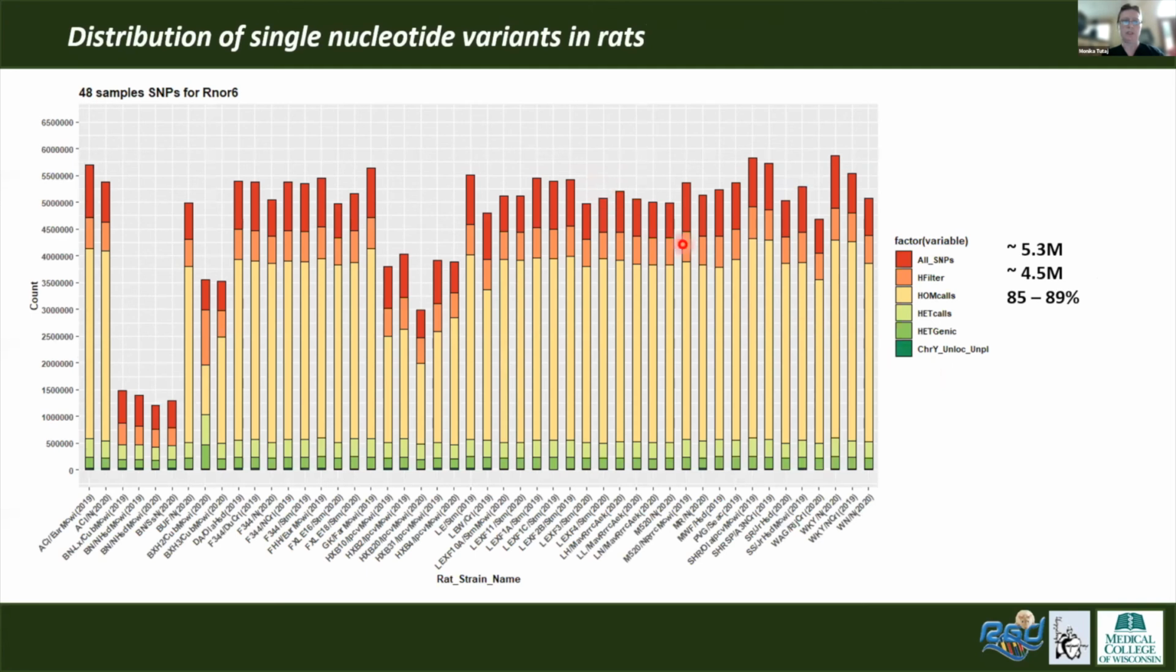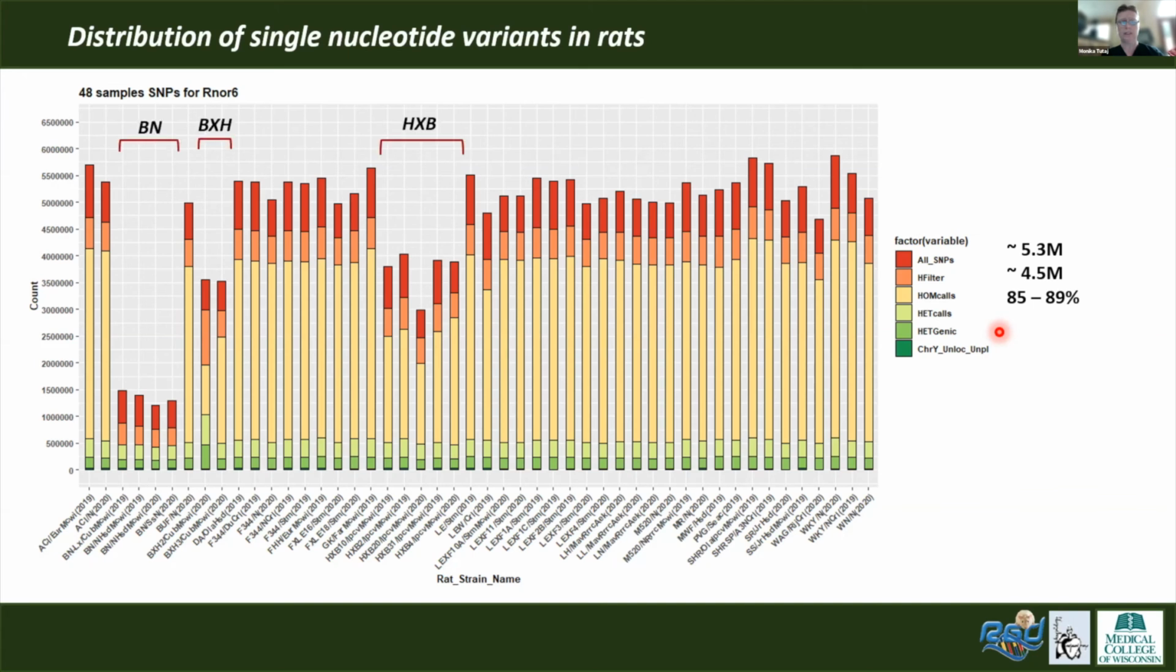So for the distribution of single nucleotide variants here, you can see that most of the samples show more than 5 million SNPs called. When we filtered, 1 million, basically we are losing. Most of those variants are homozygous calls, but we can see that there's a significant percentage of heterozygous calls. And now this is really interesting because these are inbred rats, so where are those heterozygous calls coming from? So I tried to subset those data and look for detailed information.